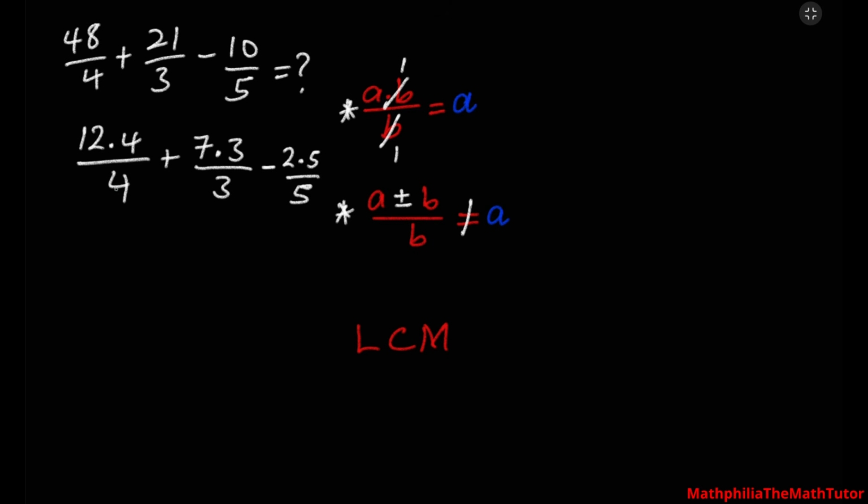Now let's go ahead. 4 cancels 4, 3 cancels 3, 5 cancels 5. And now we are remaining with 12 here plus 7 there minus 2. Here's the 12. We bring the plus sign, 7 here, the minus sign here, and then 2.